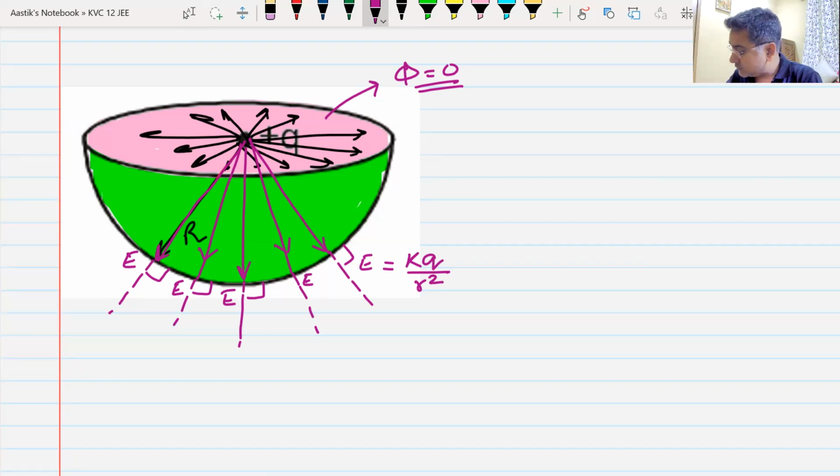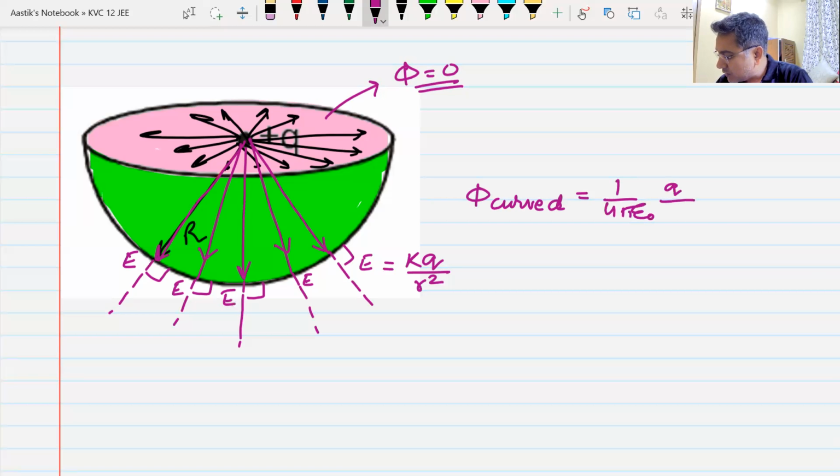If I want to find out the flux through this curved surface, the electric field is 1 by 4 pi epsilon naught Q by R square. I simply multiply it by the surface area of this curved surface, which is 2 pi R square, and voila, I end up with the famous answer Q by 2 epsilon naught.